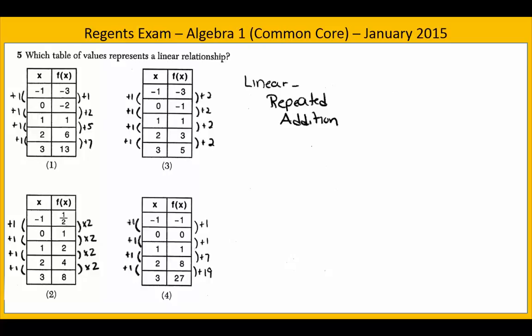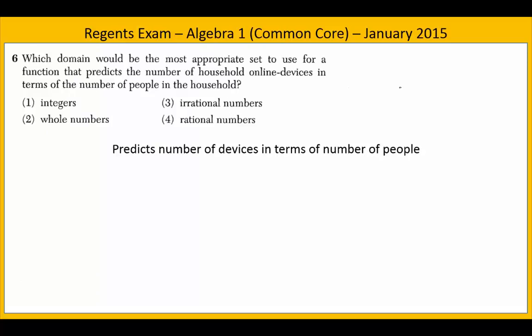That's linear. And in choice 4, plus 1, plus 1, plus 7, and plus 19. That's not linear. And so the answer is again choice 3. We identify this because we have equal differences of 2 over equal intervals of 1. That's a linear function.